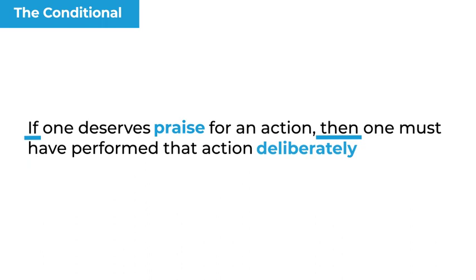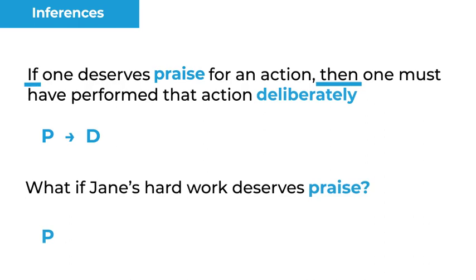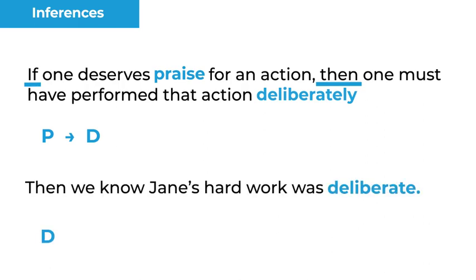So the terms that are going to be connected are deserving praise and being performed deliberately. And the way in which we know how those two terms are organized is with the word if. If introduces a sufficient condition and tells us to put praise on the left side and deliberately on the right side. Now, if we know this relationship is true, what if Jane's hard work deserves praise? What does that tell us? Well, because we're meeting the sufficient condition in the conditional relationship, it's going to tell us that Jane's hard work was deliberate, right? If we know that the sufficient condition is true, it will imply the necessary condition.